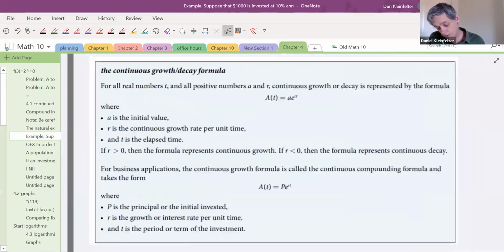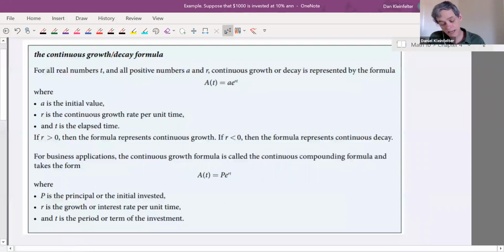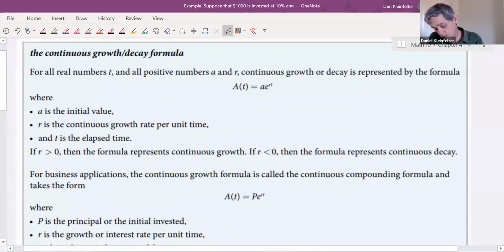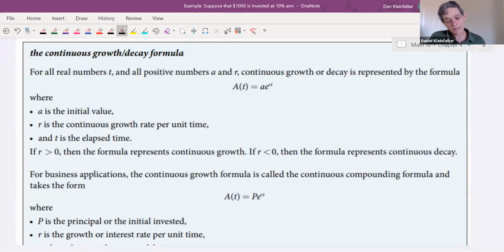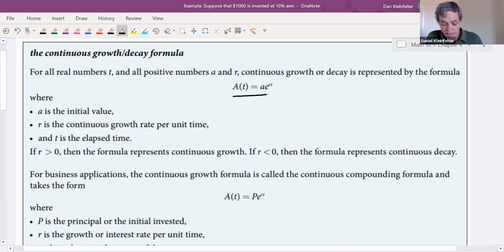Okay, so out of all of the different exponential bases you can have, we will have occasion to use the natural exponential base. And so that's what this slide is about. It's about the continuous growth or decay formula. We saw that we could calculate compound interest or compound growth at regular intervals. If we increase the compounding frequency without bound, we get what's called a continuous growth or decay formula. And the formula goes like this: A of t is A times e raised to the rt power.